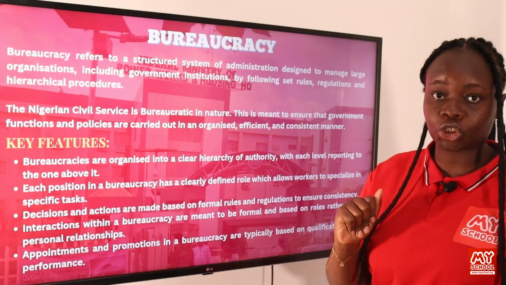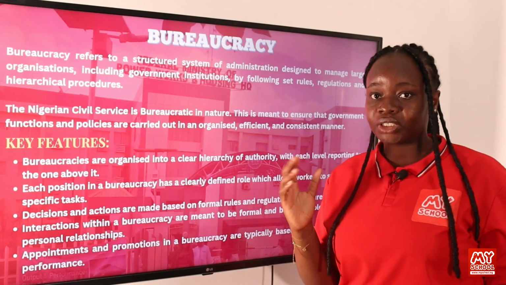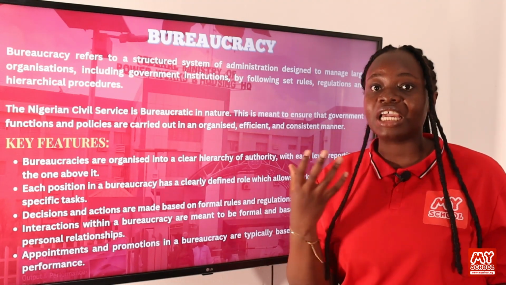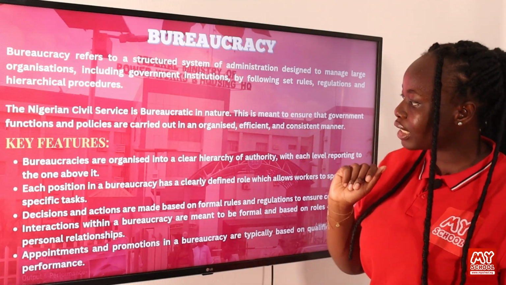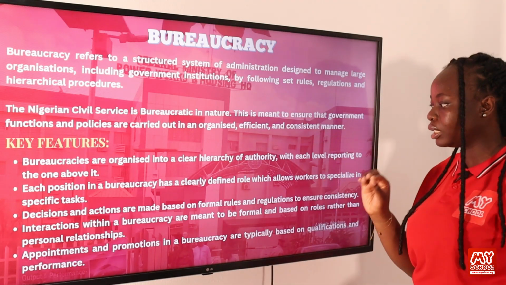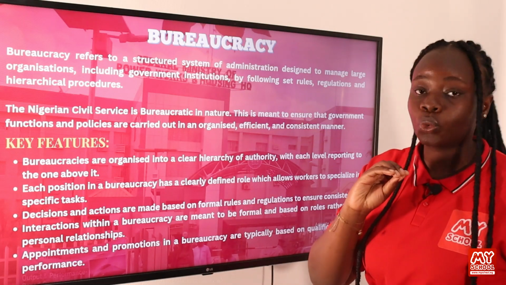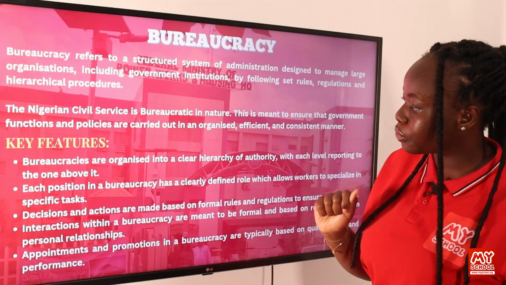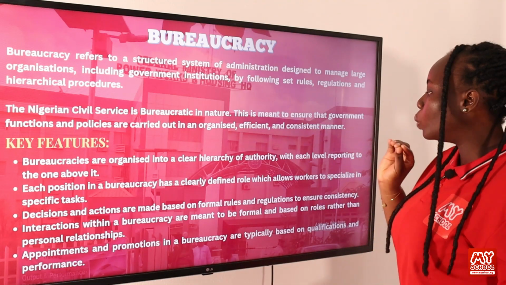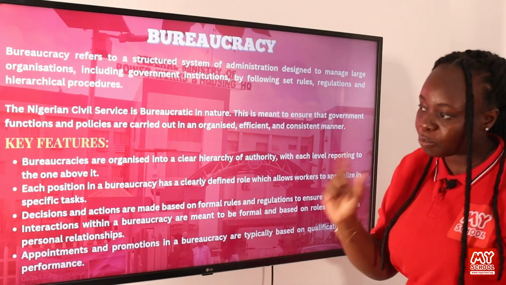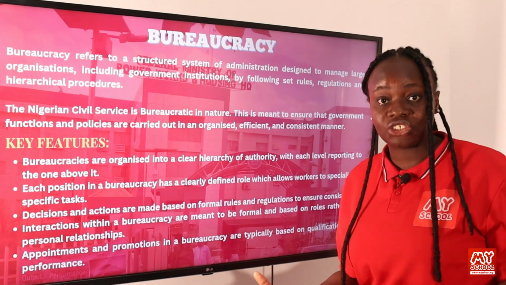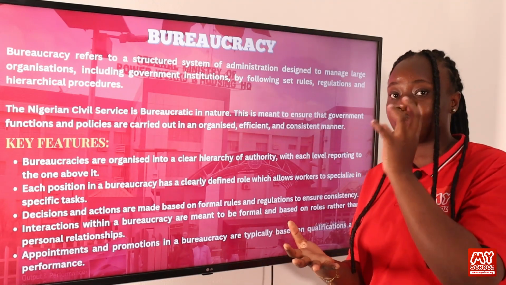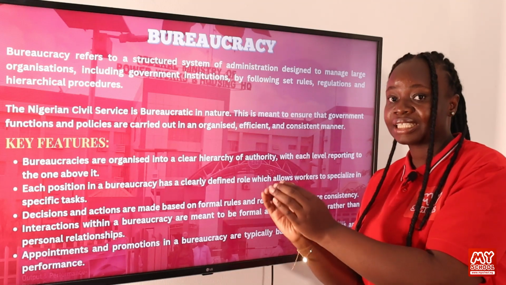Okay, so these are the key features of the Nigerian civil service. These are what makes it a bureaucratic system. Bureaucracies are organized into a clear hierarchy of authority, with each level reporting to the one above it. This is what happens in the Nigerian civil service. Each position in a bureaucracy has a clearly defined role, which allows workers to specialize in specific tasks. We also see that in the Nigerian civil service, each civil servant is specialized in a particular task in each sector of the economy.